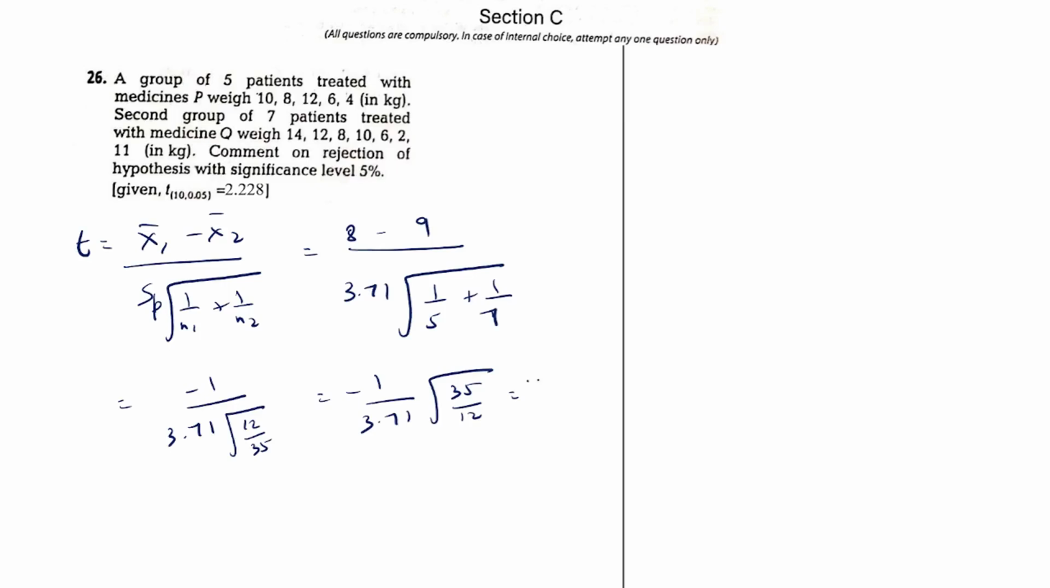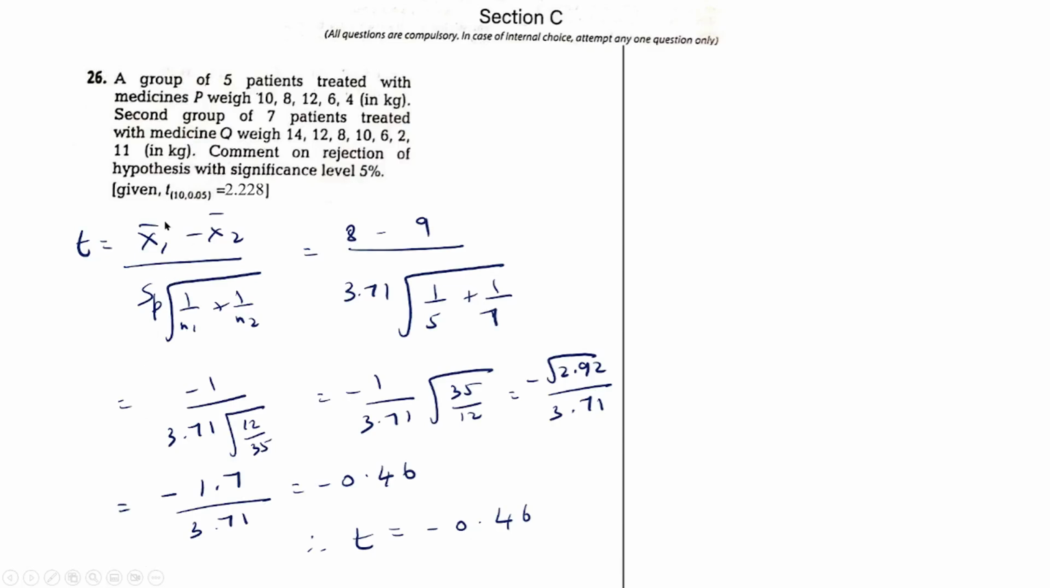So root 35 by 12 is approximately 2.92 upon 3.71. So here again we have to find a square root. Square root of 2.92, we get it as 1.7. So it is minus 1.7 upon 3.71. This is equal to minus 0.46. Therefore, we have the calculated value of T as minus 0.46.